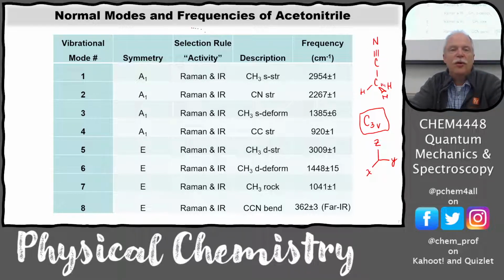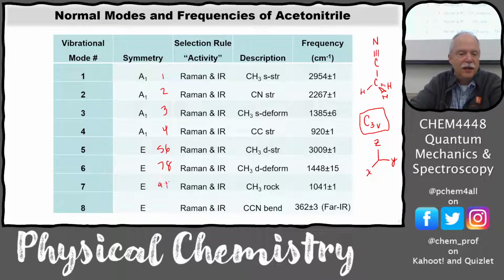These are all of the normal modes of vibration, and I only count 8. So where's the other 4? Yeah, the E's are 2. So the E's, each of these count as 2. So it's 1, 2, 3, 4, 5, 6, 7, 8, 9, 10, 11, 12. So that's all 12 vibrations in the molecule.